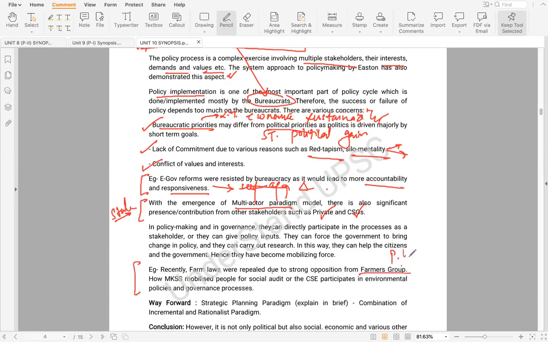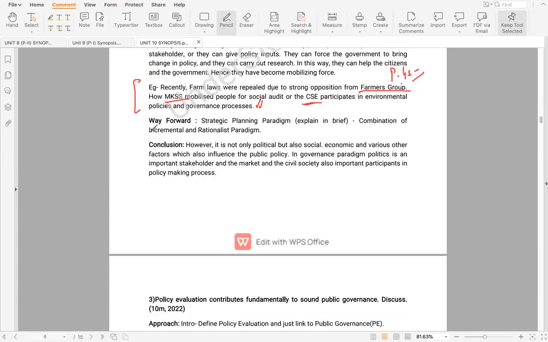We're talking about the pressure groups and the lobby, how the Mazdoor Kisan Shakti Sangathan, that is the MKSS, mobilized people for social audit, or the participation in environmental policies and governance processes as far as the Society for Civil Environment is concerned. Way forward, strategic planning paradigm. I told you how to include the paradigms, so a combination of the incremental and the rationalist paradigm to include the strategic planning paradigm, which was given by Chandler, right?